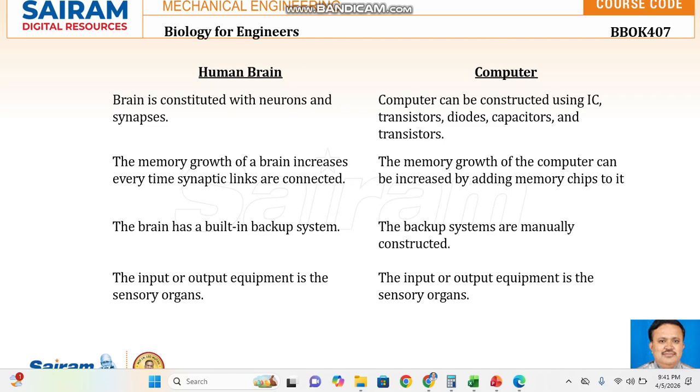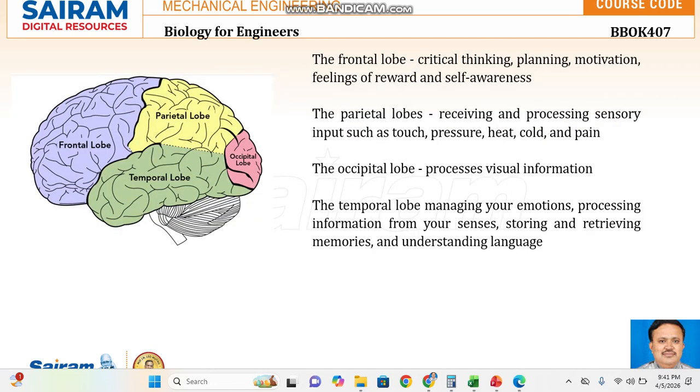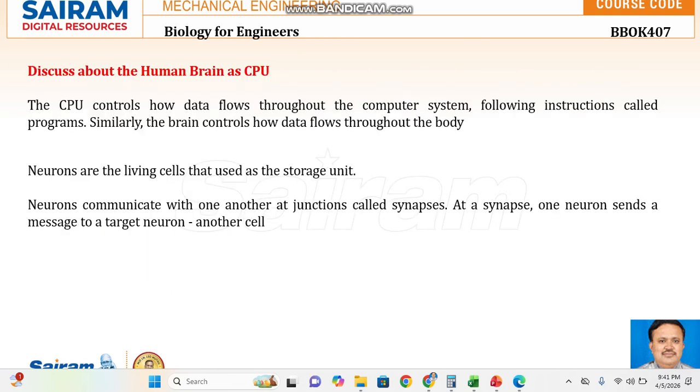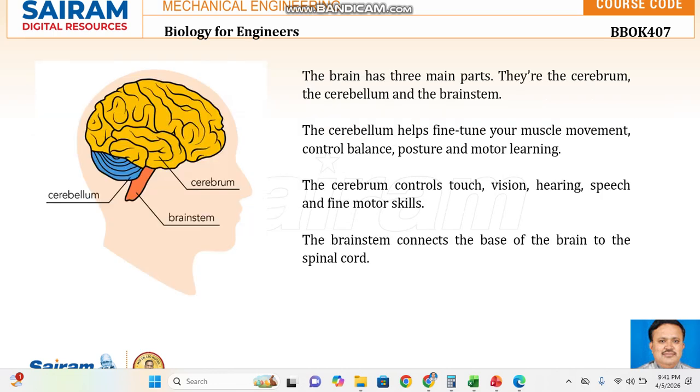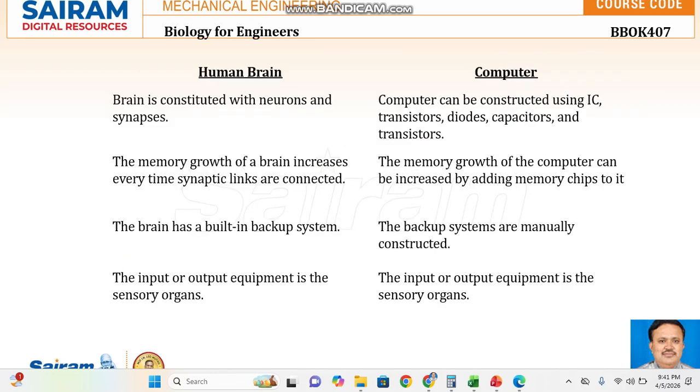Synapses are the links where neurons are communicating with one another, as we discussed here. So by adding more synaptic links, memory growth will happen in the human brain. The brain has a built-in backup system. That is God's gift. Whereas in a computer, the backup system is manually constructed.